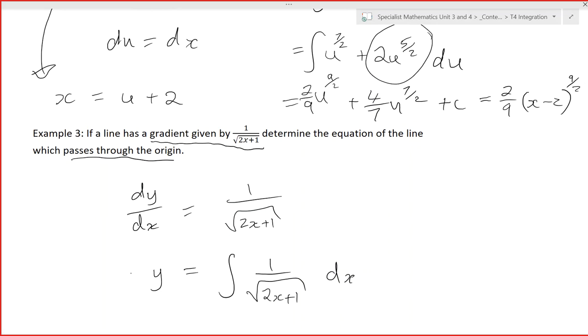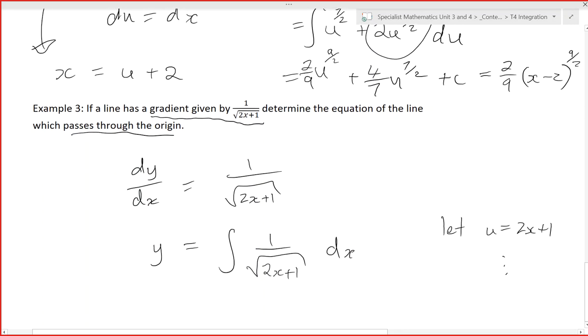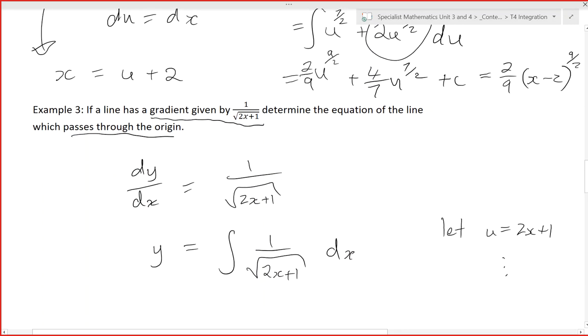Okay, and then use all those steps I showed you before. Let u equal this, etc., to solve for the equation. When you get a plus c, you can eliminate it by substituting in x equals 0, y equals 0, and that'll give you the c value. Okay? I might just leave it there for today.